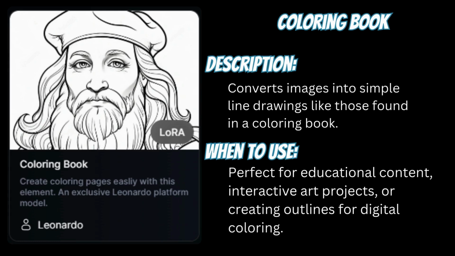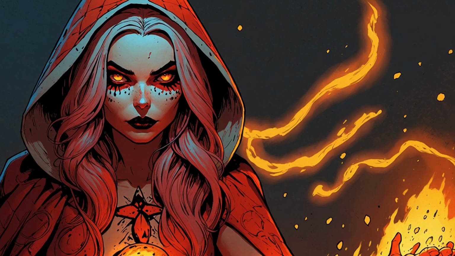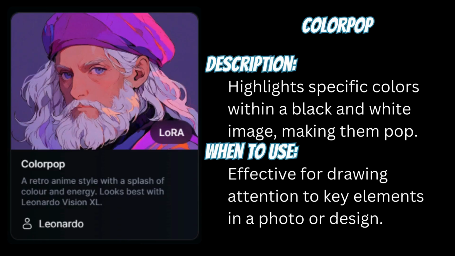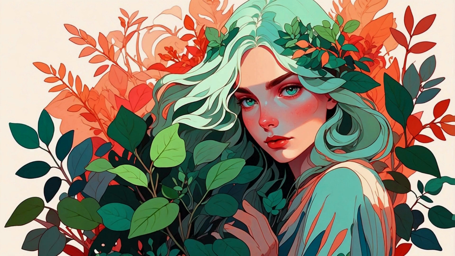Coloring Book turns your images into simple line drawings, just like those found in coloring books. It's ideal for creating lines for digital coloring. You could use it to outline Pyra, our fire enchantress, turning her fiery aura into an interactive coloring project. Color Pop is magical for highlighting specific colors in a black and white image, making them really pop. Think of Terra holding a vibrant green plant in a monochrome forest. Color Pop makes that plant stand out brilliantly.